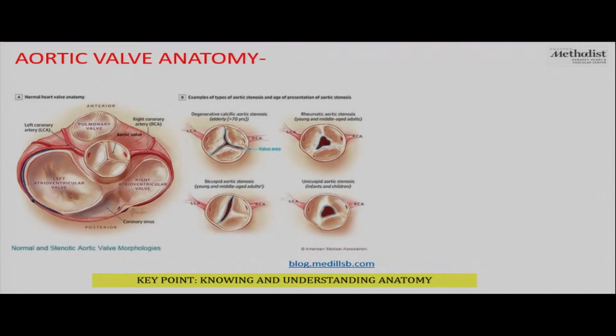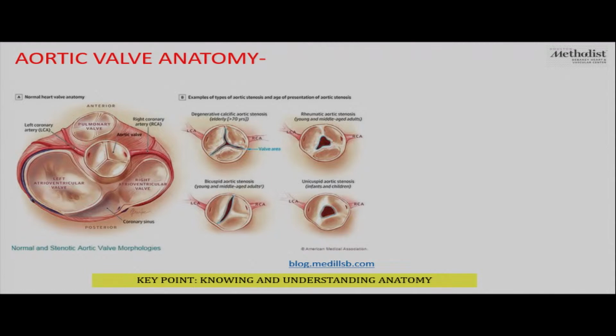All right, let's move on to a quick recap of our aortic valve anatomy. I'm sure all of you know that we basically named the three cusps after the origin of the coronary arteries, which is the right, left, and non-coronary cusps. Obviously, there are variants which are bicuspid, unicuspid, and quadricuspid.